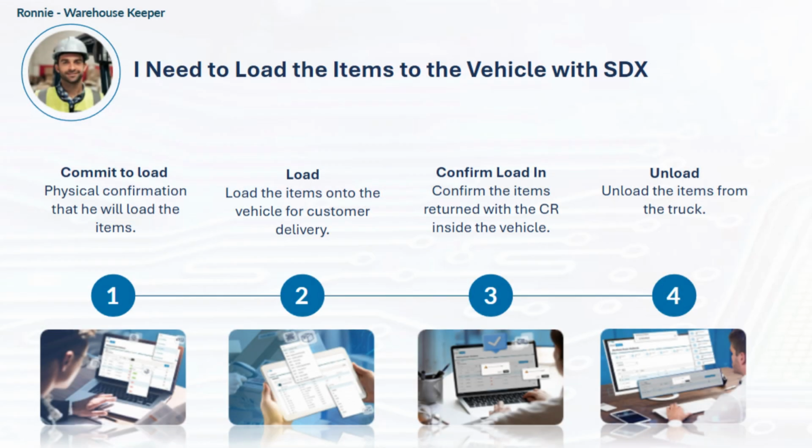The warehouse keeper manages the loading process. First, he has to confirm and commit on loading the items requested by the customer representative. Then, he proceeds to load the items onto the vehicle for delivery. Once the vehicle is loaded, a notification is sent to the customer representative. The customer representative has to confirm receiving the load, and then he can leave the distribution center and start his visits. At the end of the day, when the customer representative returns to the distribution center, the warehouse keeper must review and confirm the load before unloading the items from the truck.